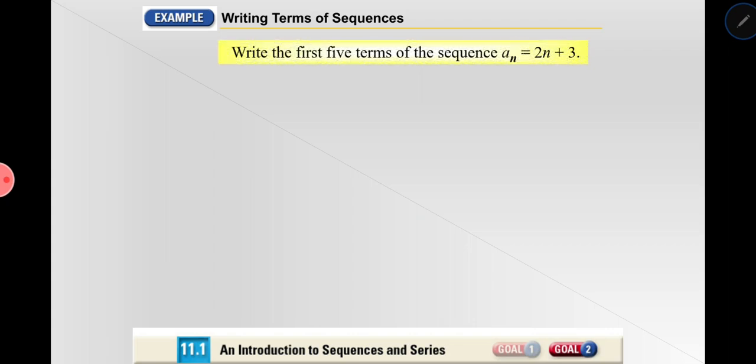So how do we write terms of sequences? Take note, we are just discussing the sequences. Okay, write the first 5 terms of the sequence a sub n equals n plus 3. Katulad rin nung kayo ay nasa grade 8 that when something is substituted from x, if you have a function, ganun din siya. So a sub n is equal to 2n plus 3. We just substitute n as 1, 2, 3, 4, 5, and so on and so forth. So this is how it goes.